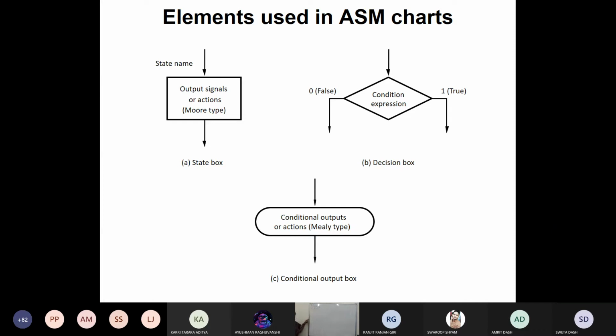This is how it is given. Okay, yes, S1, S2, S3. And also the state assignment is like this. Ma'am, yeah. What happened? S1 is not drawn here.